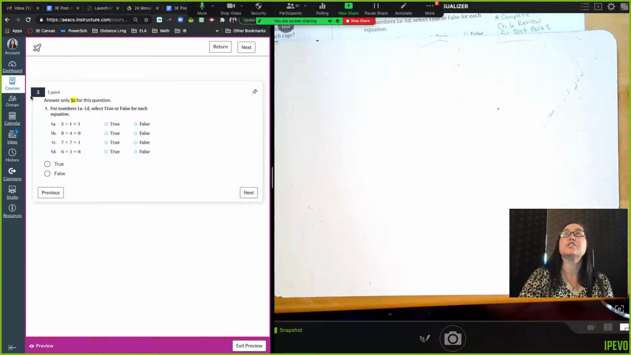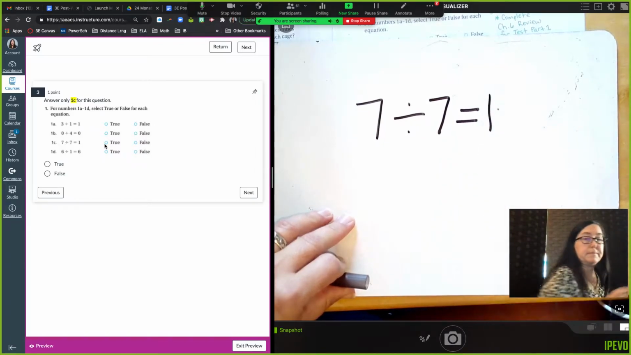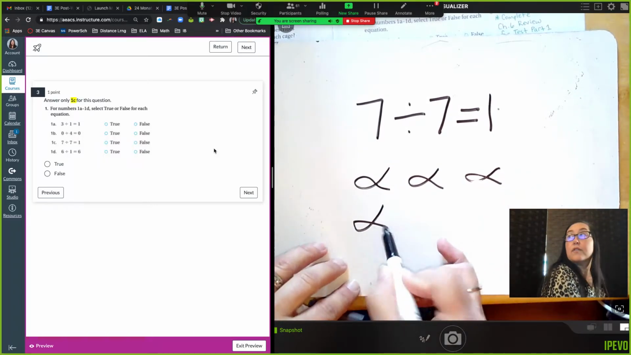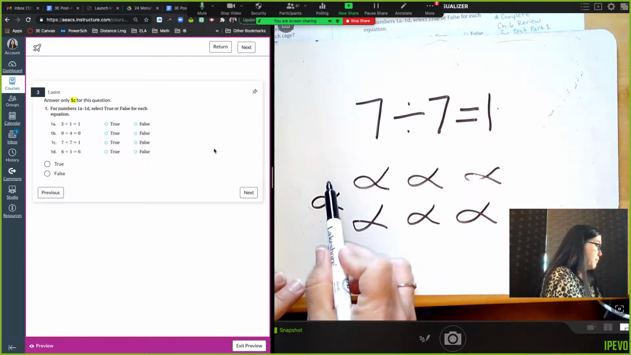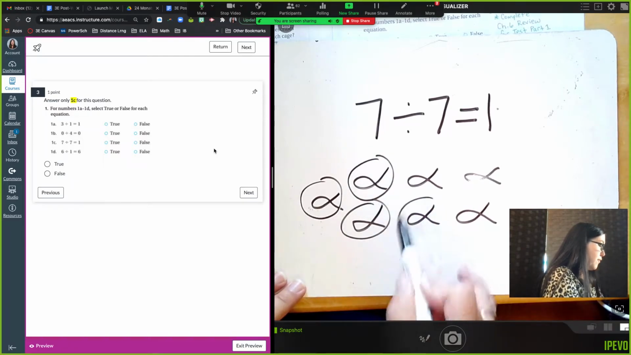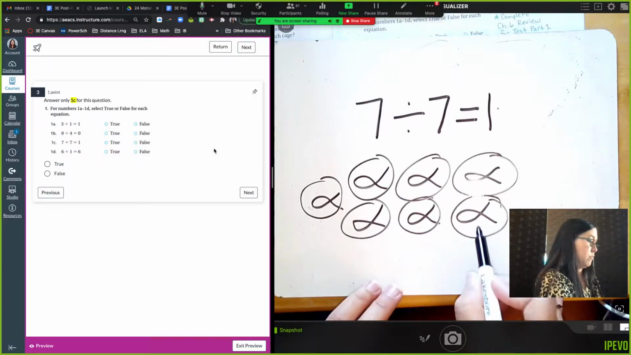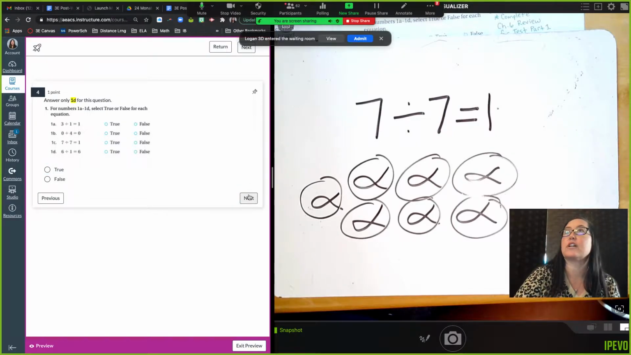All right, now we're only looking at 1C. 7 divided by 7 equals 1. Okay, so if I have 7 fish, 1, 2, 3, 4, 5, 6, 7, and I put them into 7 bowls, 1, 2, 3, 4, 5, 6, 7 bowls, how many fish are in each bowl? There's just 1. So 1C is true. 7 divided by 7 is 1. I always think of a picture in my mind.